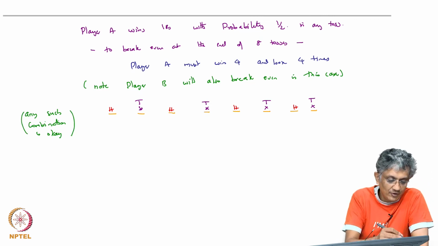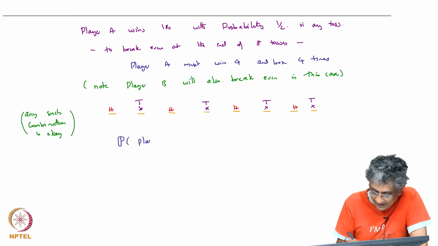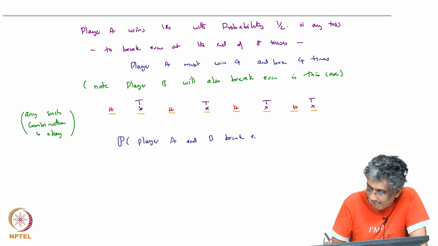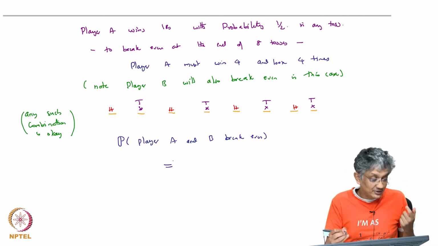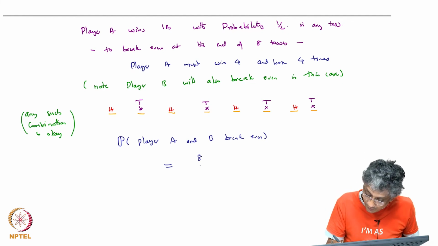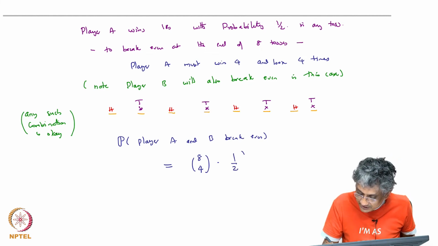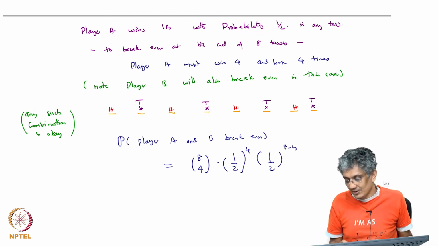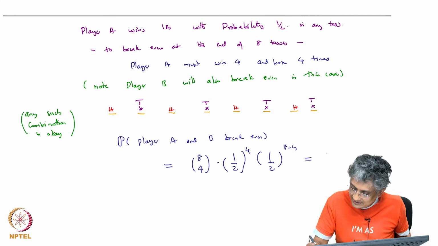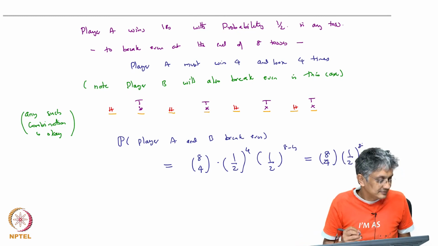Right? So therefore, what will happen now? That means the probability that player A and B break even is going to be, you have to have 4 tails in 8 tosses, right? That means you choose the 8 spots, you choose 8 choose 4, and then the 4 spots tails has to happen, and the other 4 spots heads have to happen, or vice versa. That's the answer. So the answer is 8 choose 4 times 1 over 2 to the 8. Very nice.